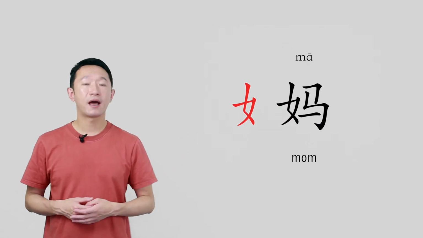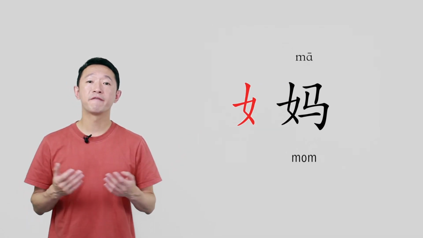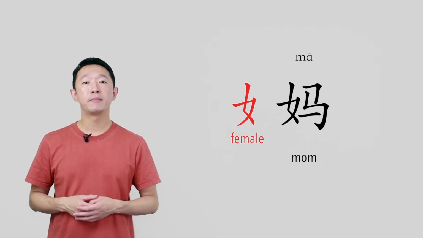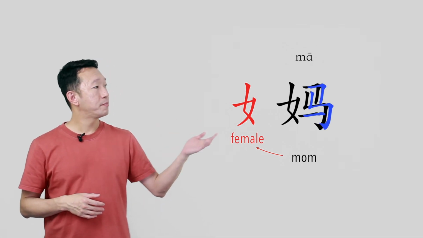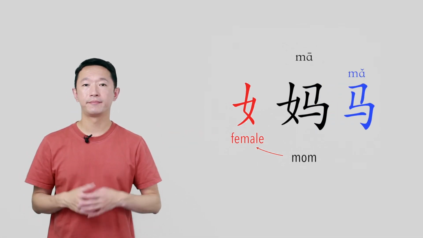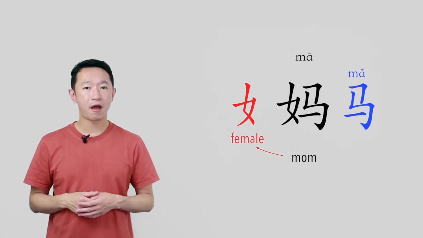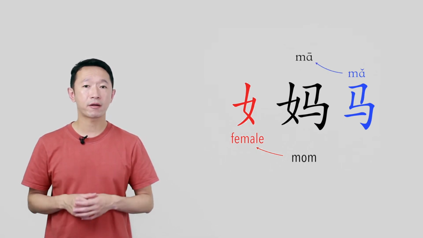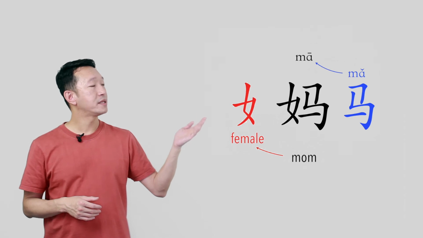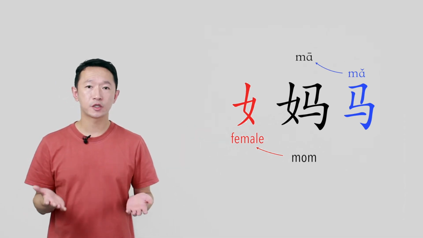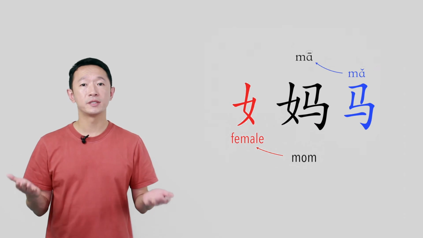Let's look at this character. This character is ma. Ma means mom. The component on the left is 女, which means female. It tells us the meaning of this character is related to female. The component on the right is 马. It tells us the sound of this character is similar to the sound of the character 马. You can see 马 and 妈 share the same initial and final, but their tones are different.